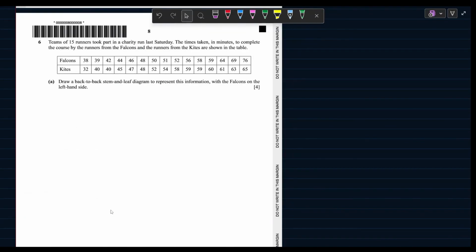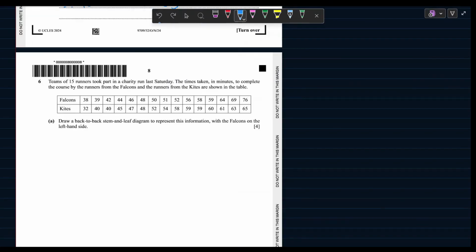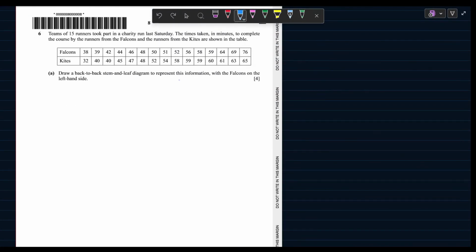Number 6. Teams of 15 runners took part in a charity run last Saturday. The times taken in minutes to complete the course by the runners from the Falcons and the runners from the Kites are shown in the table. Part A. Draw a back-to-back stem and leaf diagram to represent this information, with the Falcons on the left-hand side. Alright, so let's set up our stem and leaf diagram.